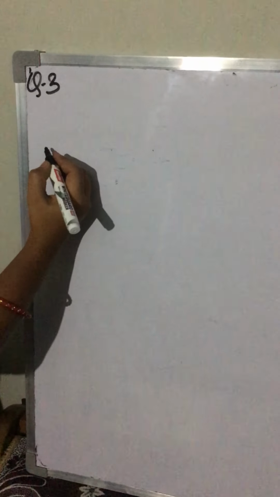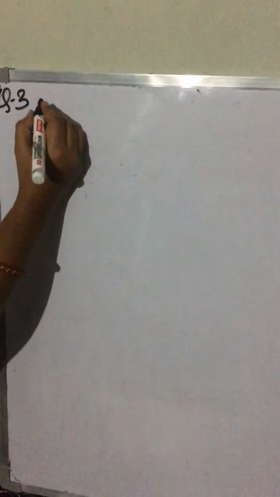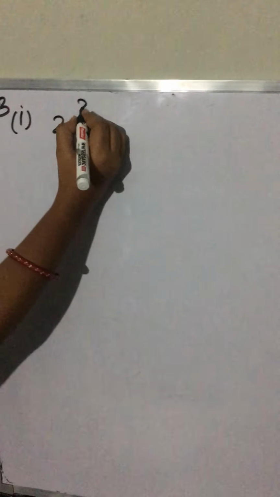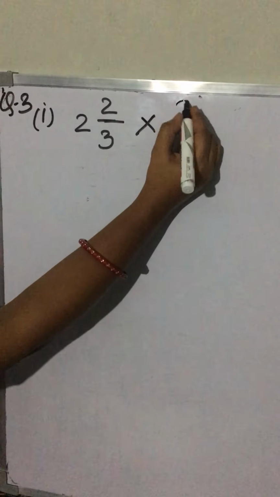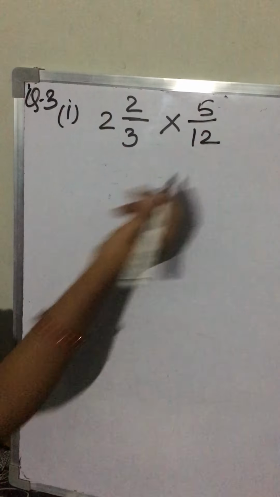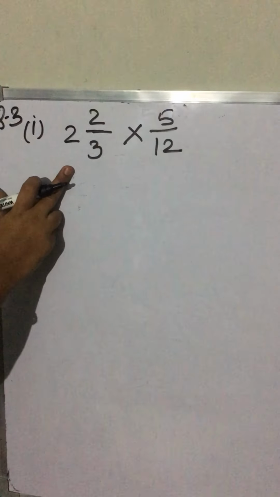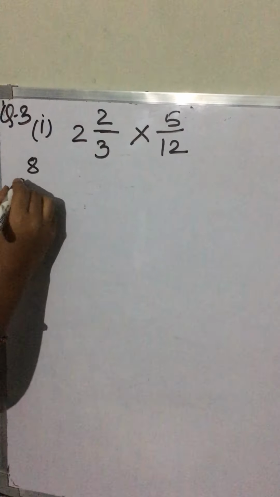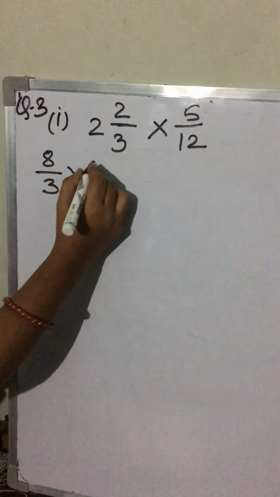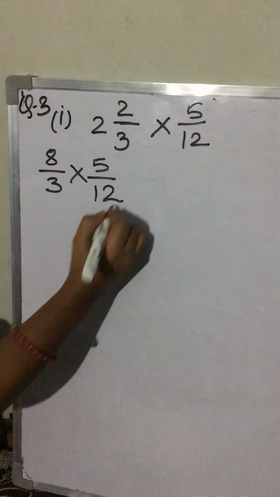Question number 3. I will take its first part. 2 by 3 multiply 5 by 12. First of all, it's a mixed fraction, convert it into an improper fraction. 3 2s are 6, 6 plus 2 is 8. 8 by 3 into 5 by 12.